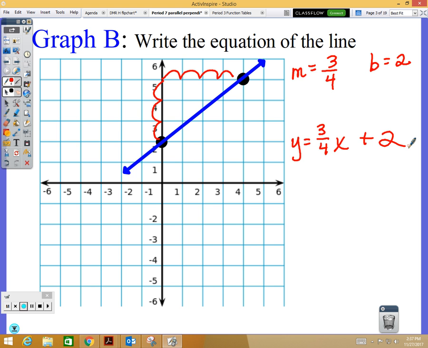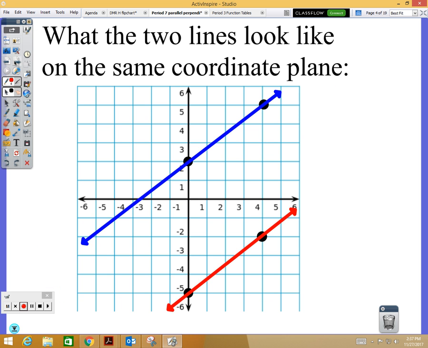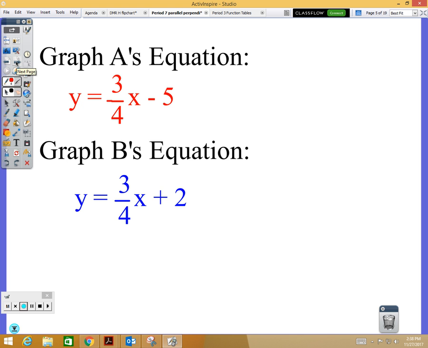Now, if I put both of those lines on the same graph, you can see that they are parallel, correct? Okay. What can you say about the equations that you have written in your notes? So this is the important part. Graph A and graph B have the same slope.